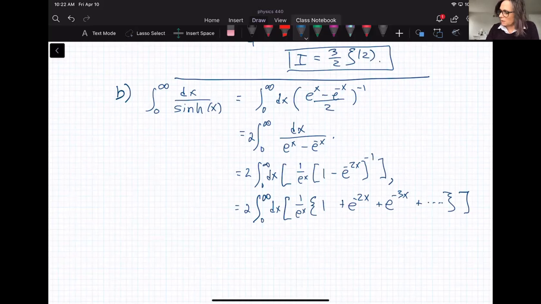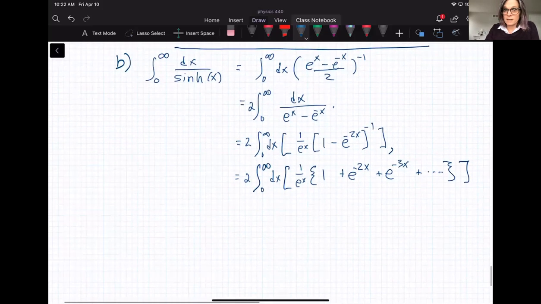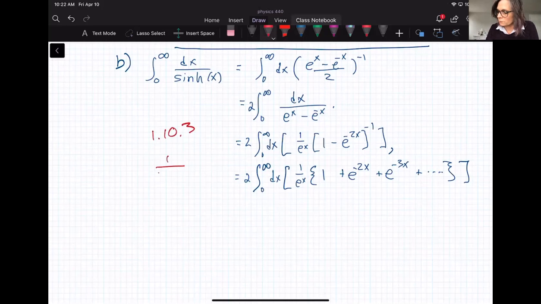This actually is not as nice as the hyperbolic cosine. The hyperbolic cosine term should get you to an actually convergent number. So in equation 1.6 in the homework, this is similar to 1.10.3. That is 1 over cosh x.